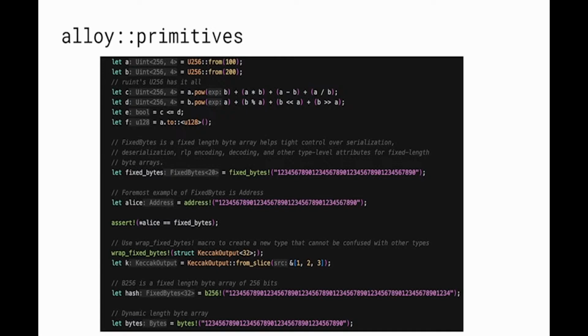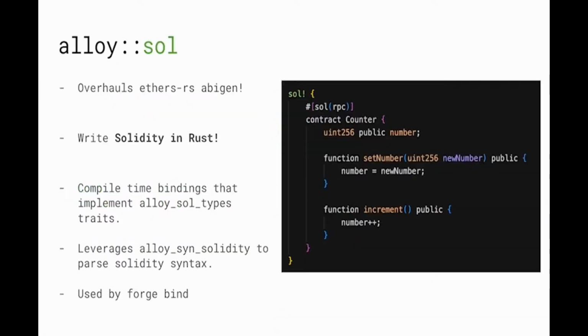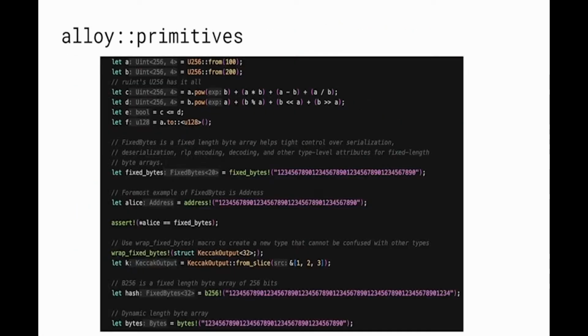you can create your own named fixed types like we did for Address. We even wrote a macro for it. It's called wrap_fixed_bytes, where you just pass in the named type that you want separated to avoid type confusion.